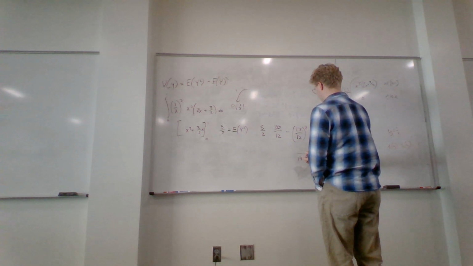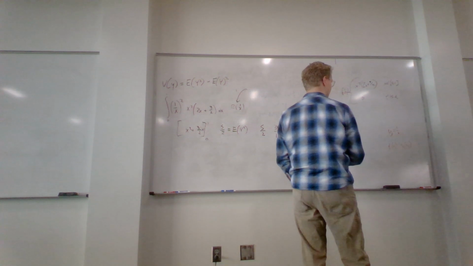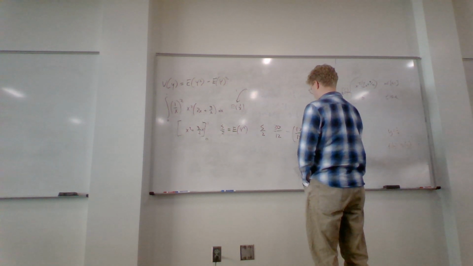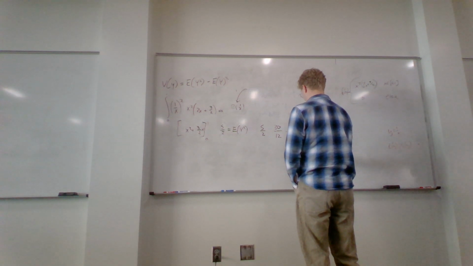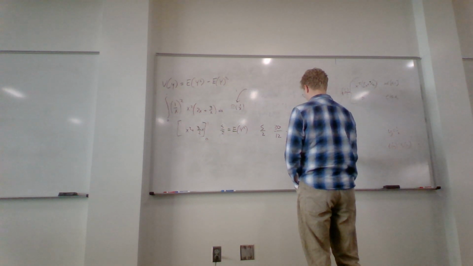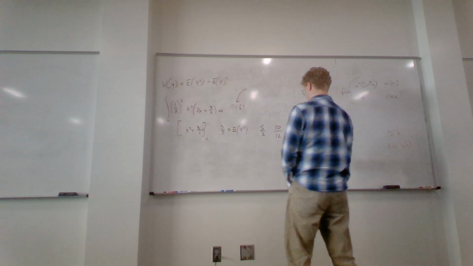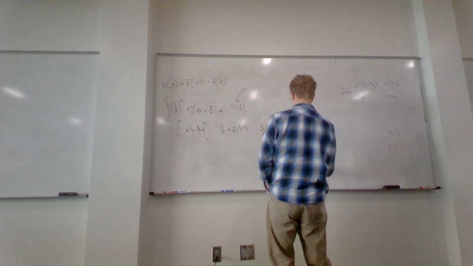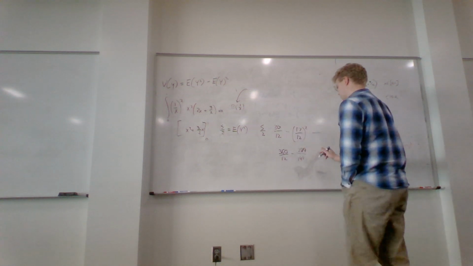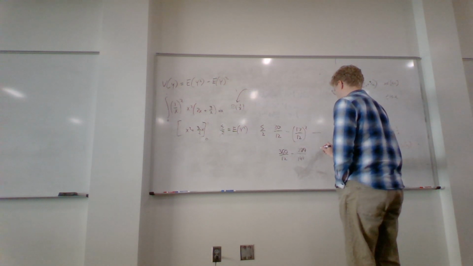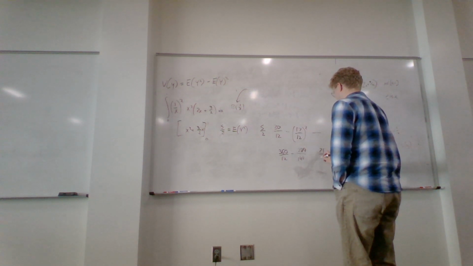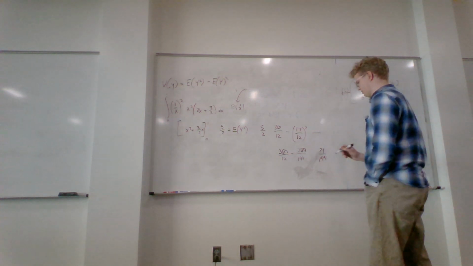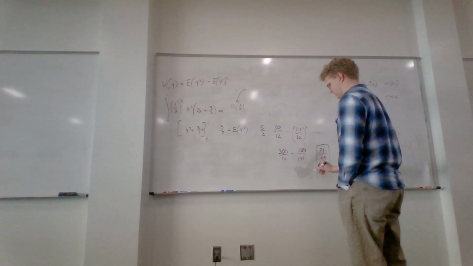What do we got there? 144. What's 17 squared? I think it's 289. Yeah. That's 360 minus 289, so 71 over 144. Is that it? Let's see. It is indeed 71 over 144. Nice.